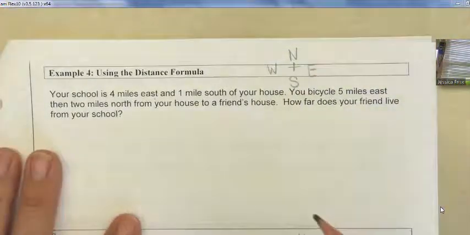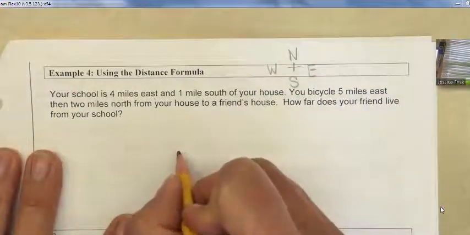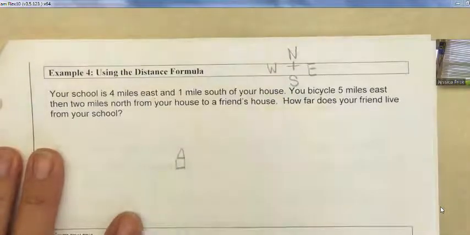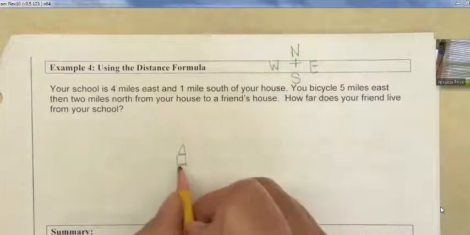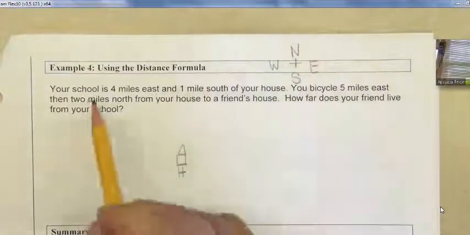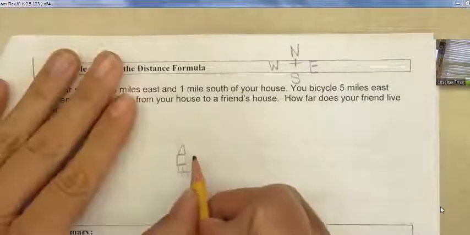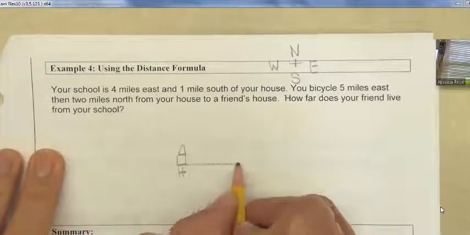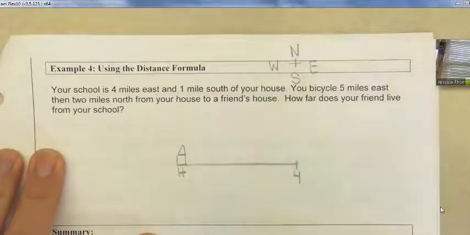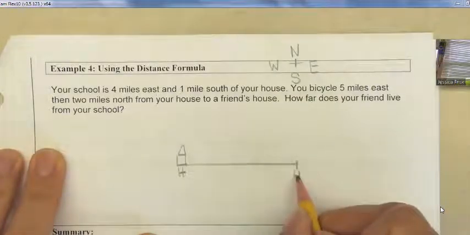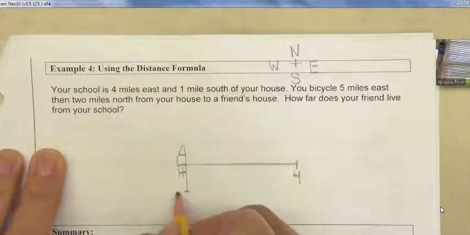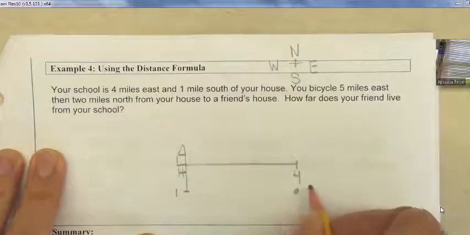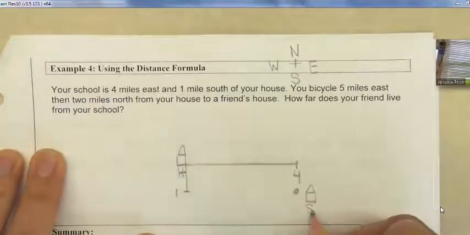So I'm going to go ahead and draw myself a picture here. So here's my house. It's my house and my school that I'm comparing here. I'll label that H for house. So your school is 4 miles east. Okay, so I'm going to go 4 miles east of my house and 1 mile south of my house. So how about I come down like this and put a 1 there, and that's my school. This is hard. I'm going to put an S for school.